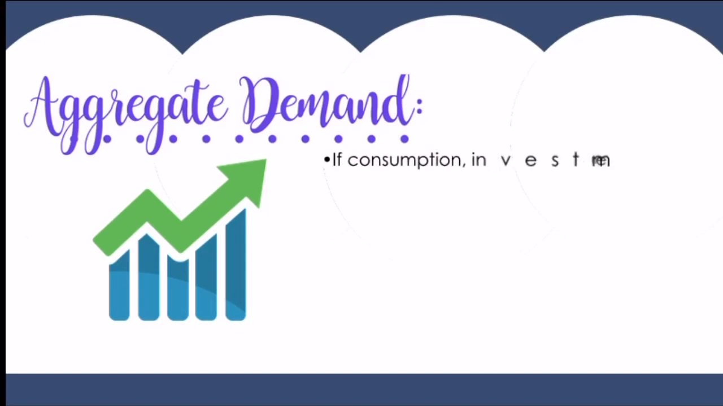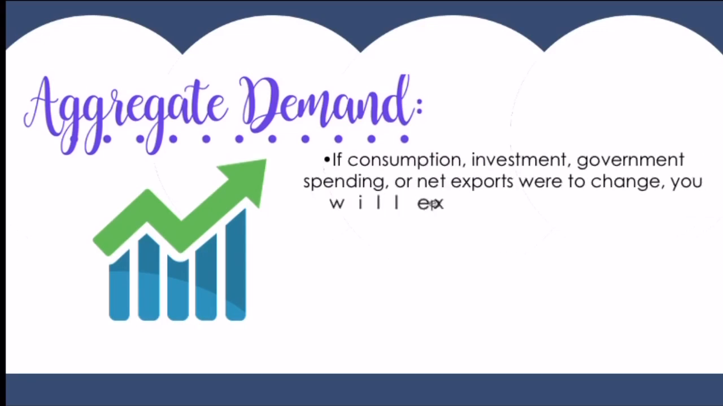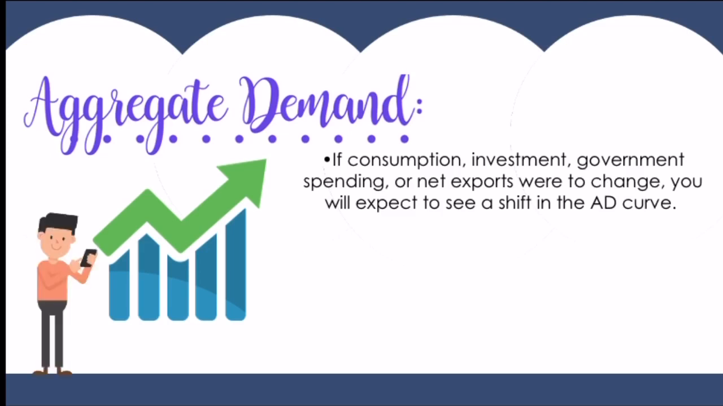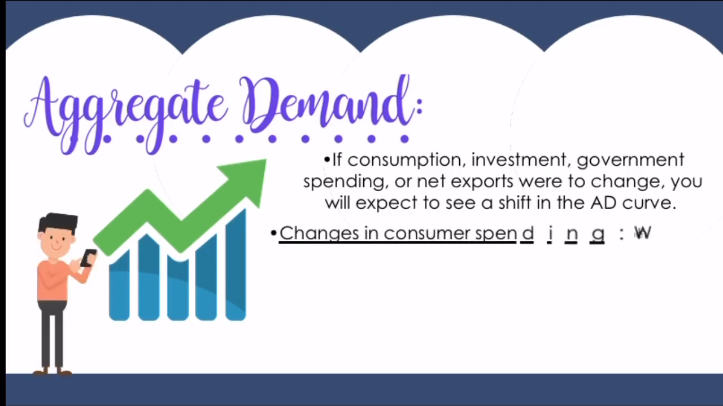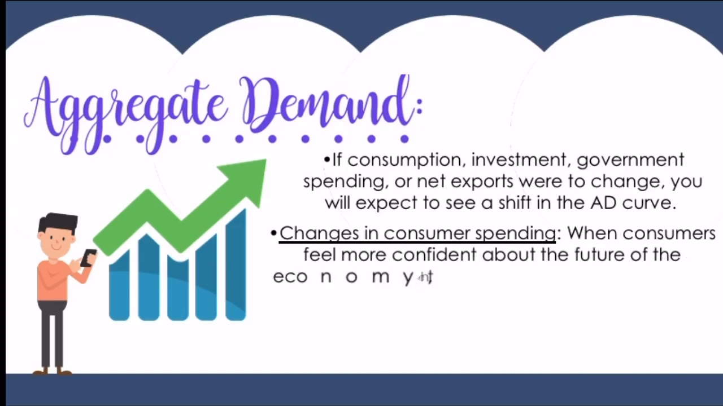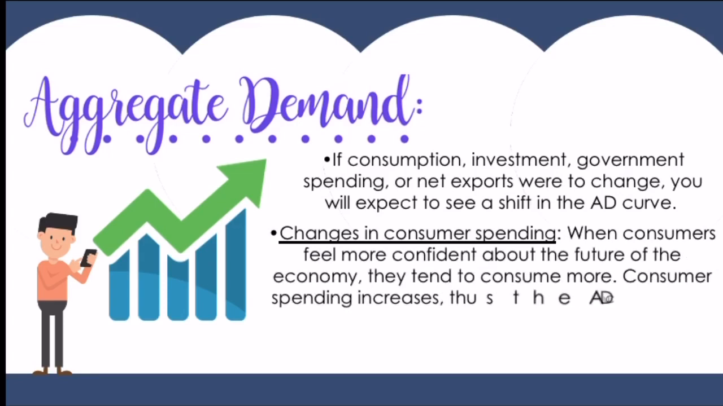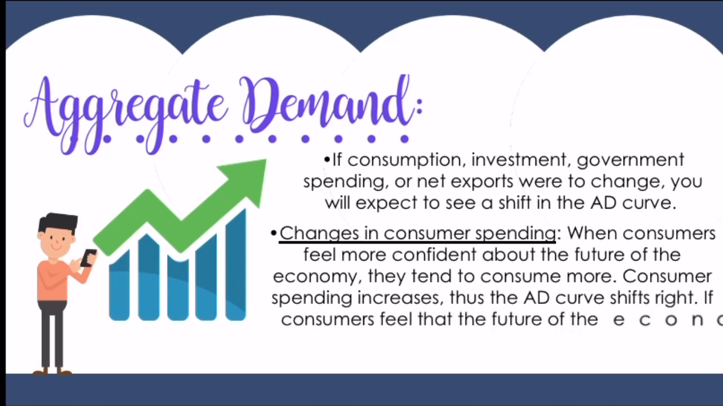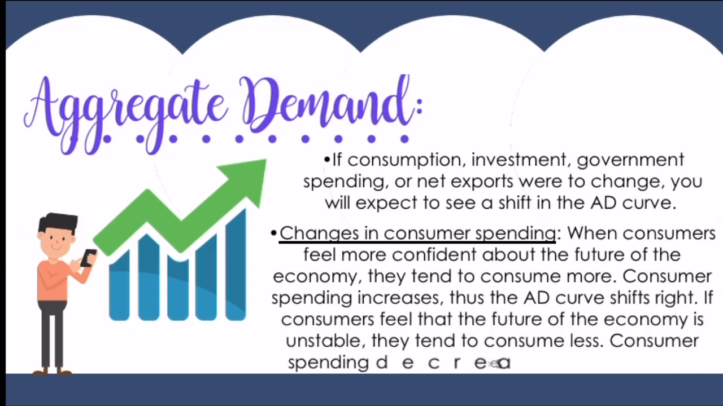If consumption, investment, government spending, or net exports were to change, you will expect to see a shift in the AD curve. If any of the four categories increase, the AD curve will shift right. If the four categories decrease, the AD curve will shift left. For example, when consumers feel more confident about the future of the economy, they tend to consume more. Consumer spending increases, thus the AD curve shifts right. If consumers feel that the future of the economy is unstable, they tend to consume less. Consumer spending decreases, so the AD curve shifts left.